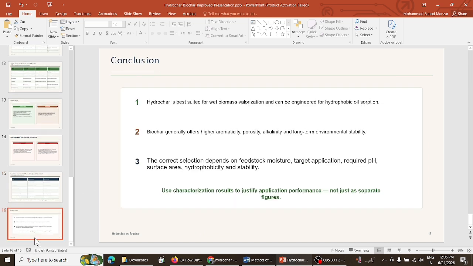So as a whole we can say that hydrochar is best suited for wet biomass valorization. Biochar offers higher aromaticity, porosity, and alkalinity. The correct selection depends on the feedstock, target application, required pH, surface area, hydrophobicity, and stability. So this is all about the difference between hydrochar and biochar.